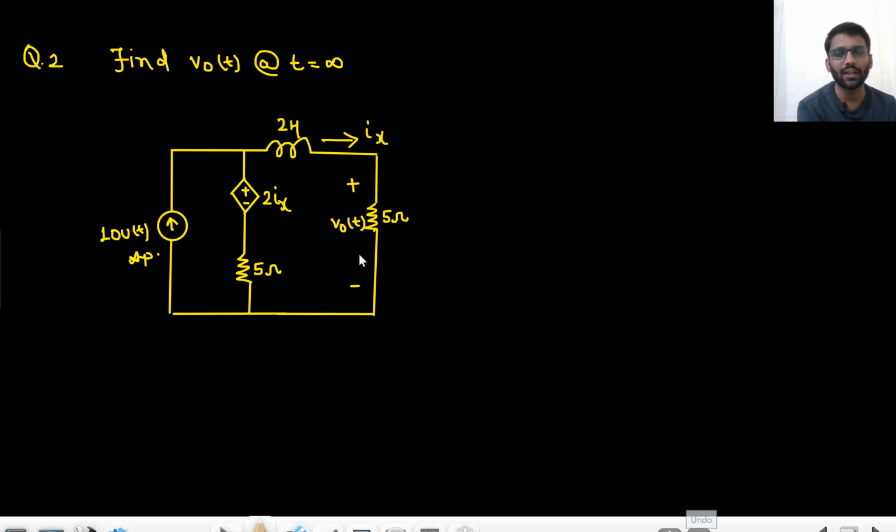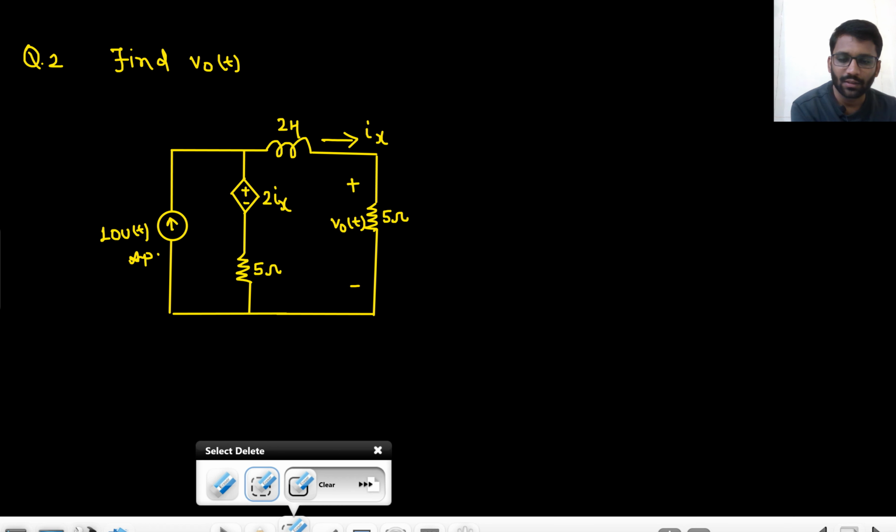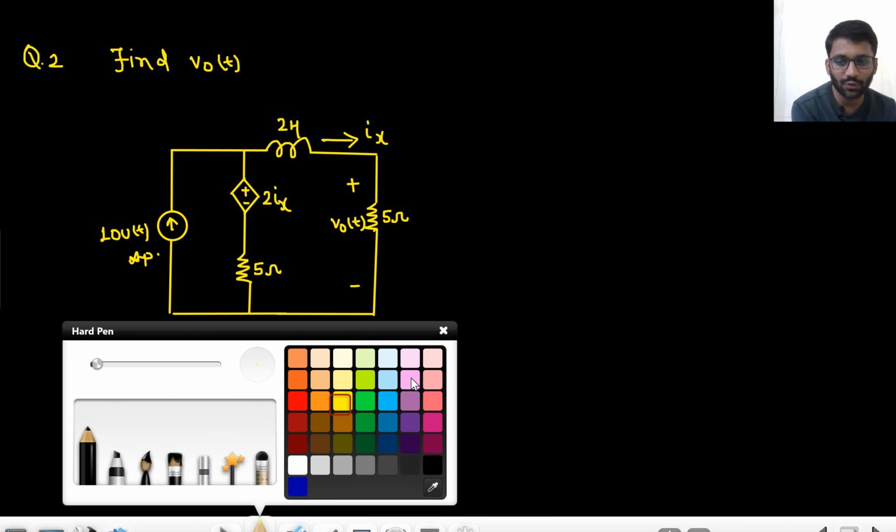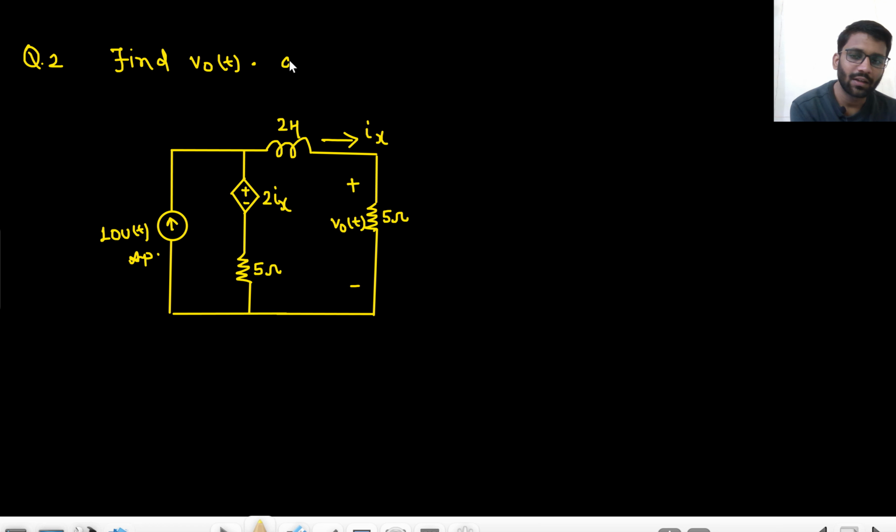You have to find V naught t at t equals to infinity. So find V naught t. I am just changing this question. First you will write the expression of V naught t and find V naught infinity.